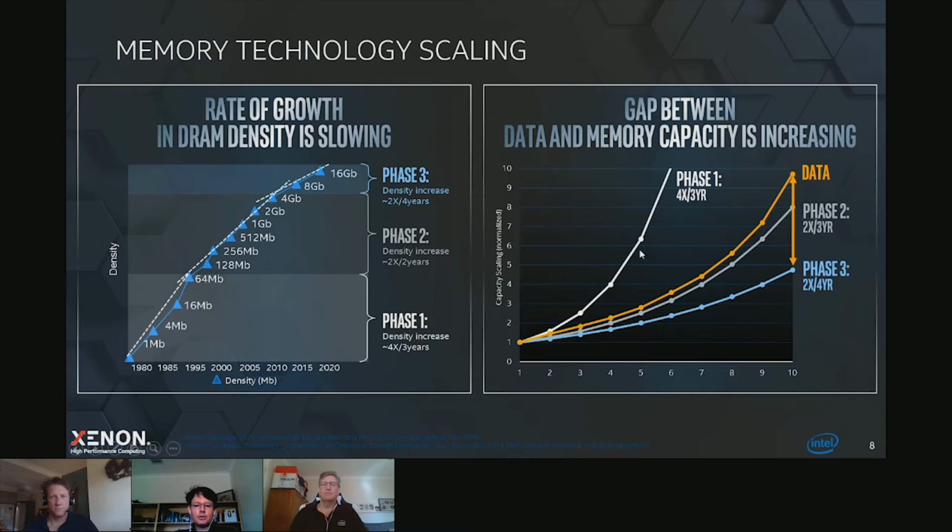And that's illustrated on this graph on the right, where you can see on a normalized scale how the capacity has been scaling. And here in the first line for phase one, the white line on top, you can see that 4x increase every 3 years. Phase two and phase three, of course, are here much lower.